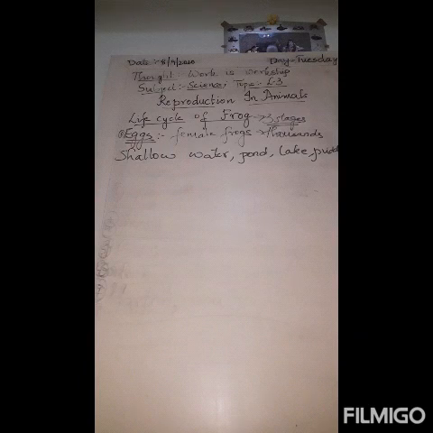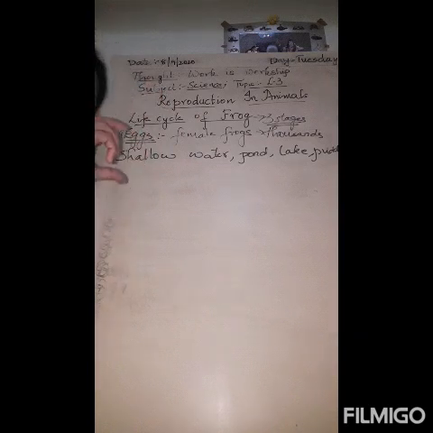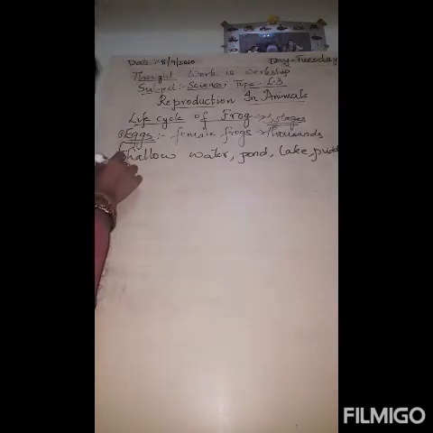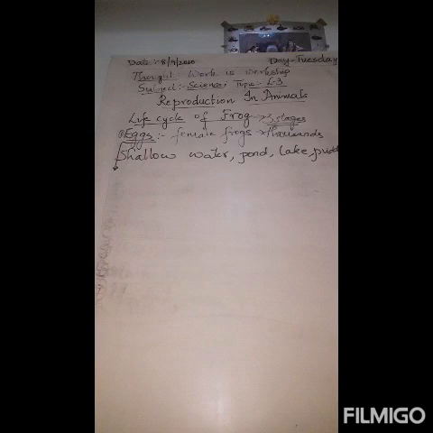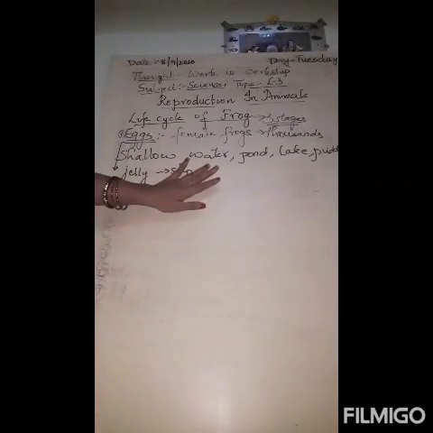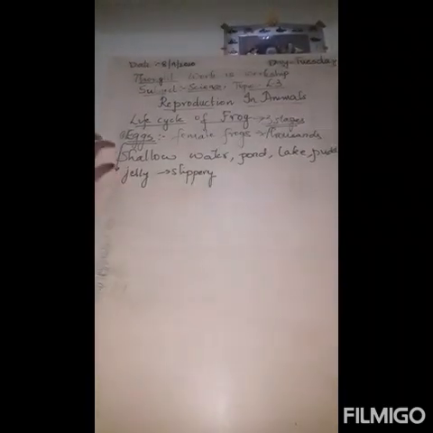So the egg will be covered by a jelly-like slippery material. It will not be like the structure of an egg we have learned. The egg which I have shown you was a very hard-shelled egg. But here, the eggs of these frogs are not hard-shelled. It is jelly-like, slippery, and not very hard.